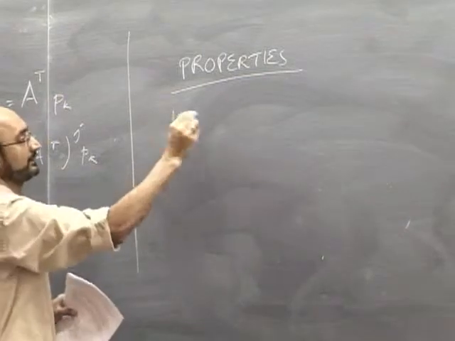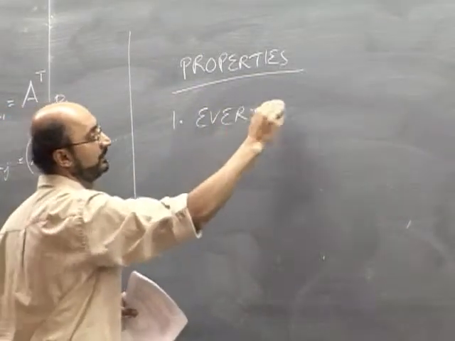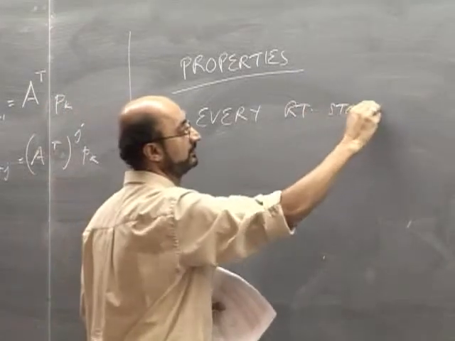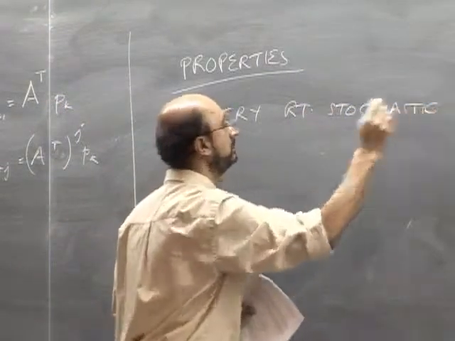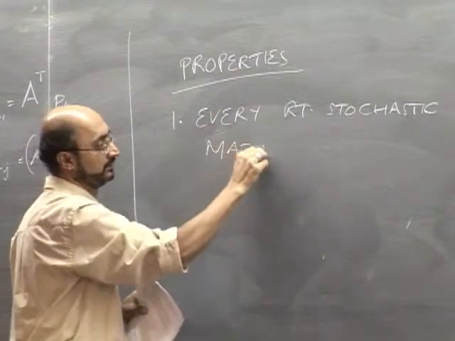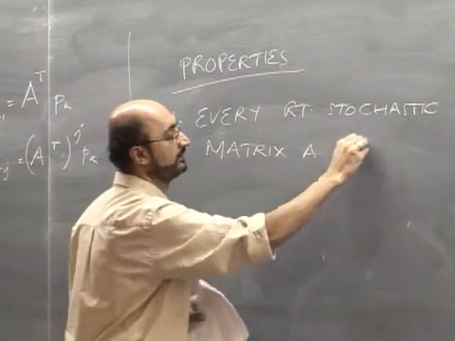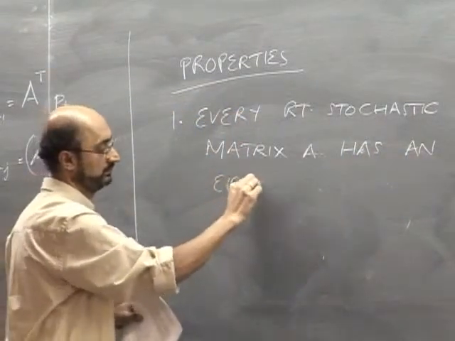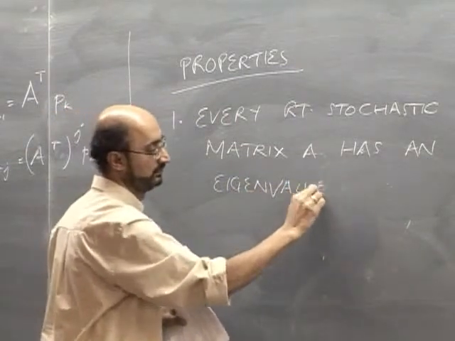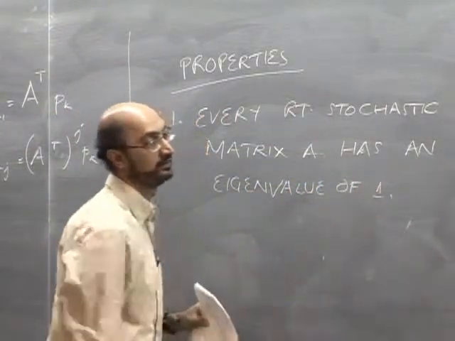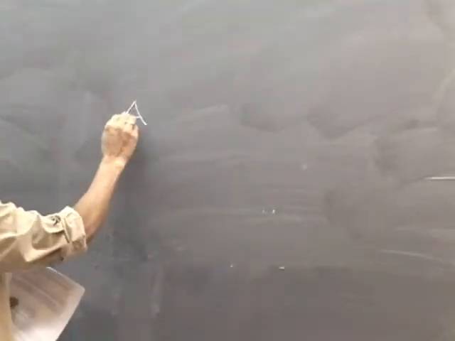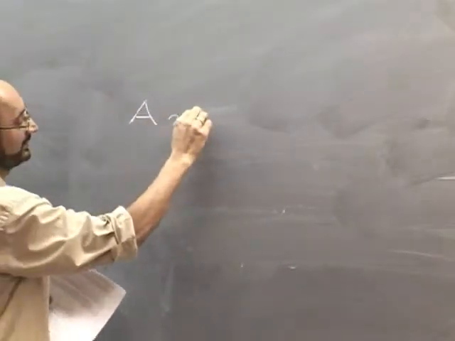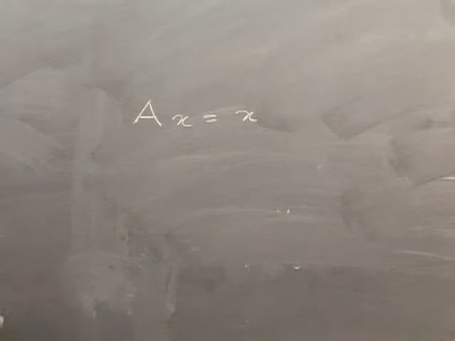So the first property is that every right stochastic matrix A has an eigenvalue of 1. I'm just going to show the proof here very simply. Basically what you're saying is that if A is a stochastic matrix, there exists some x such that Ax equals x. Not A transpose x, but Ax equals x.